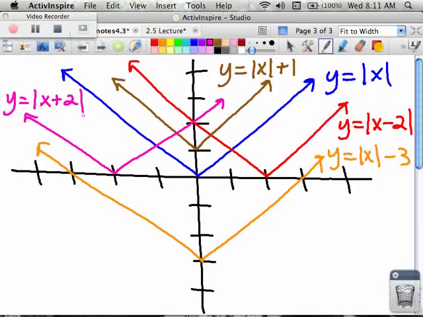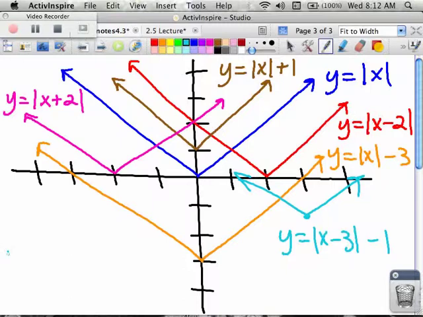And then, of course, I could do a combo if I wanted to. So, for example, I could maybe put something over here. And I look at where the vertex is in the light blue graph, and I notice that it's moved 3 to the right and 1 down. So that would be y equals the absolute value of x minus 3, because remember it's the opposite on the inside. And then it went down 1, so it's minus 1 on the outside.